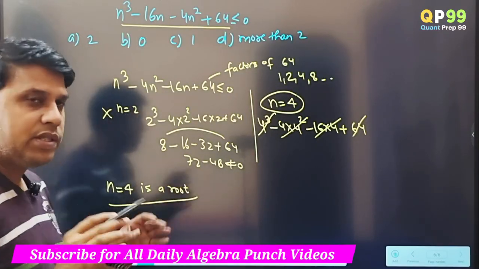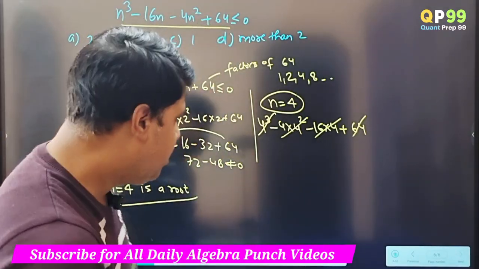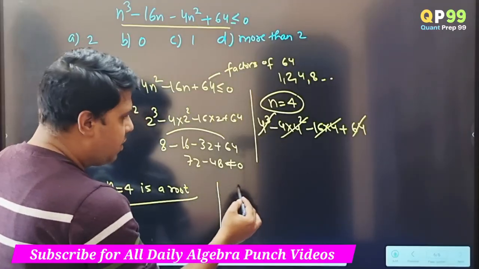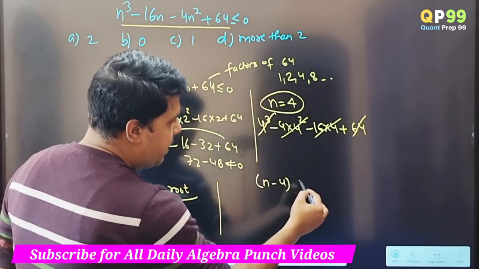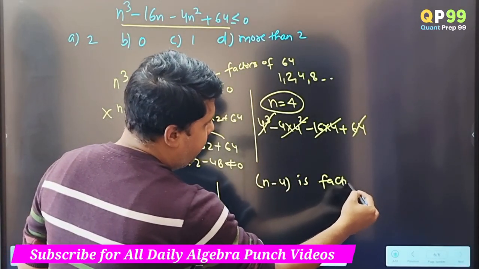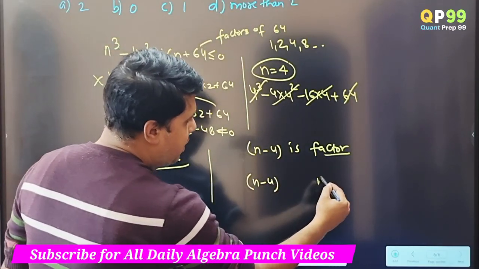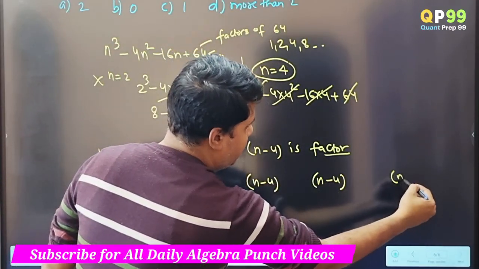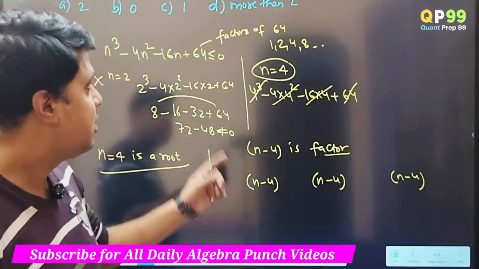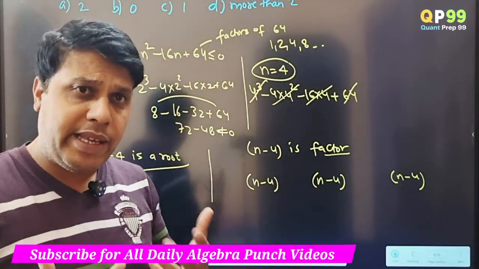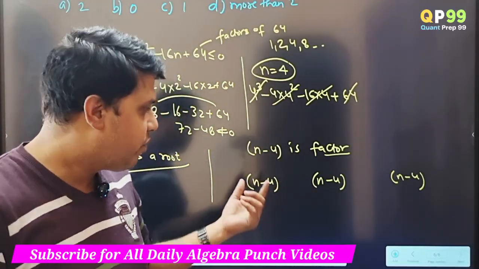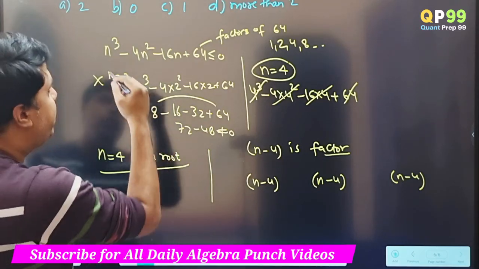So once we have the first root n equals to 4, so what I can say, n minus 4 is a factor, right? Just we have to divide this complete equation by n minus 4, or what I can say, I can regenerate this equation from n minus 4. How will I do it?